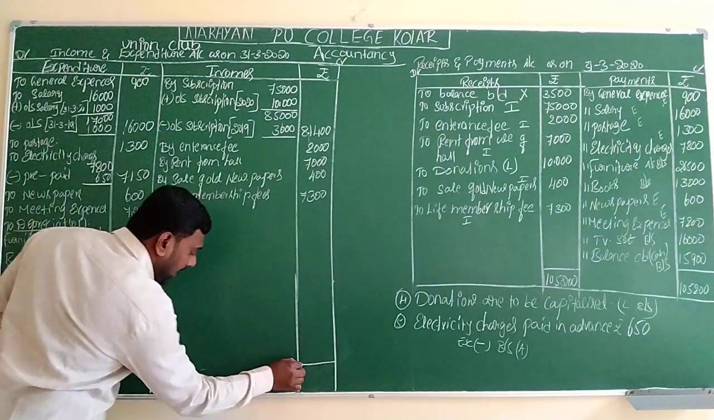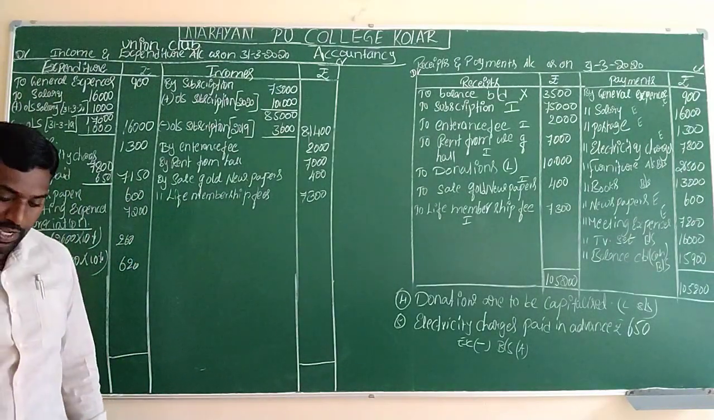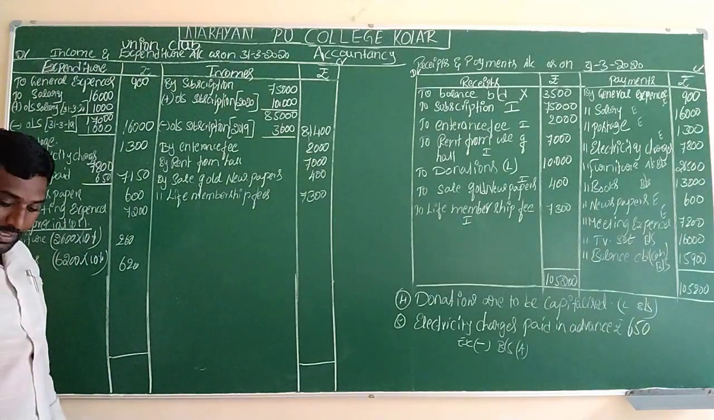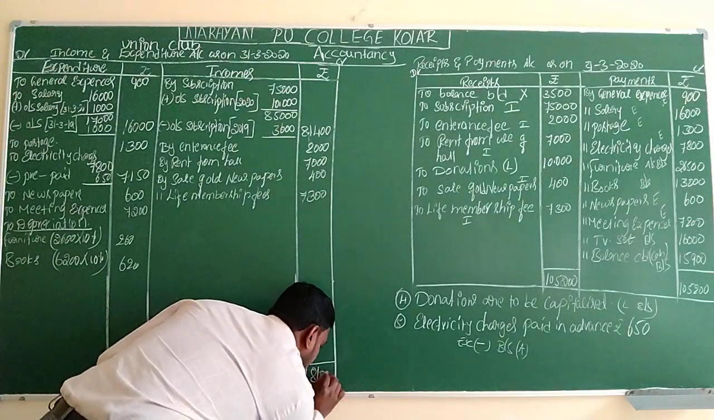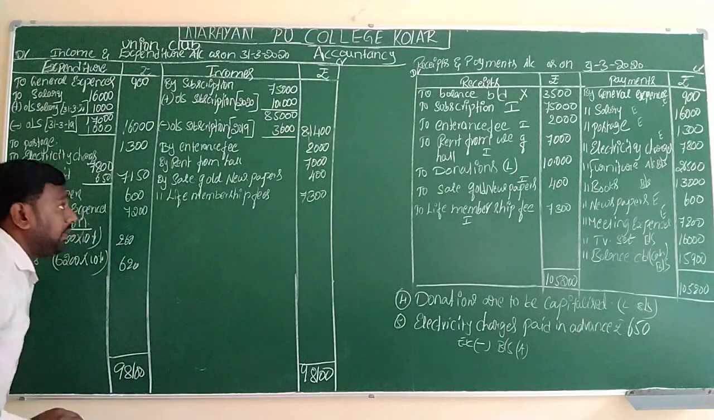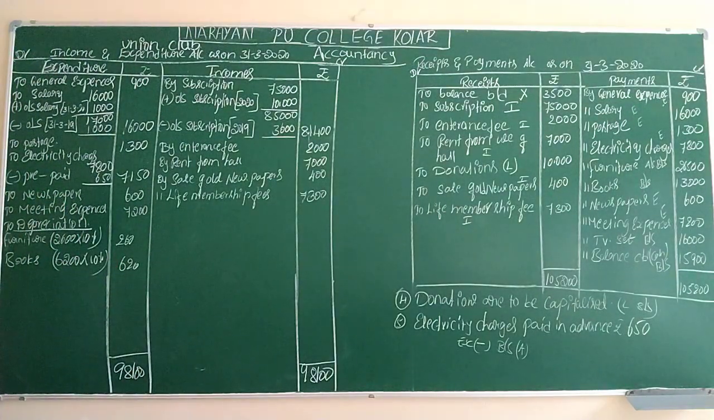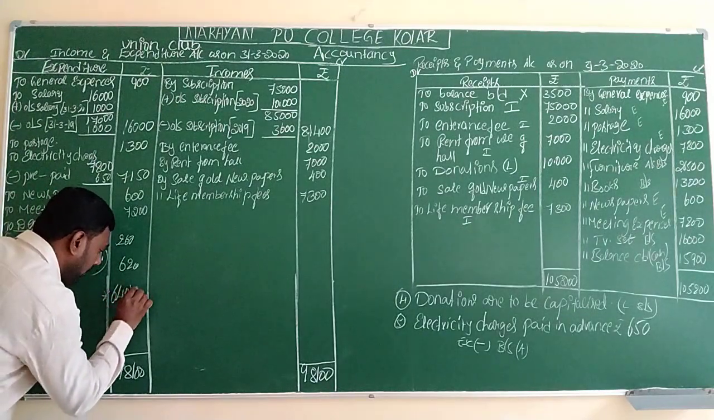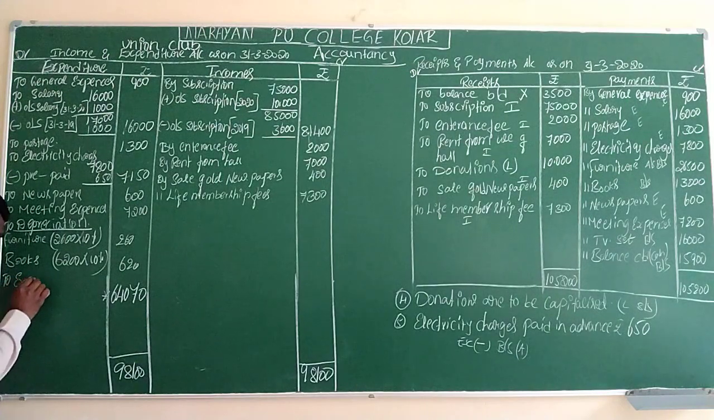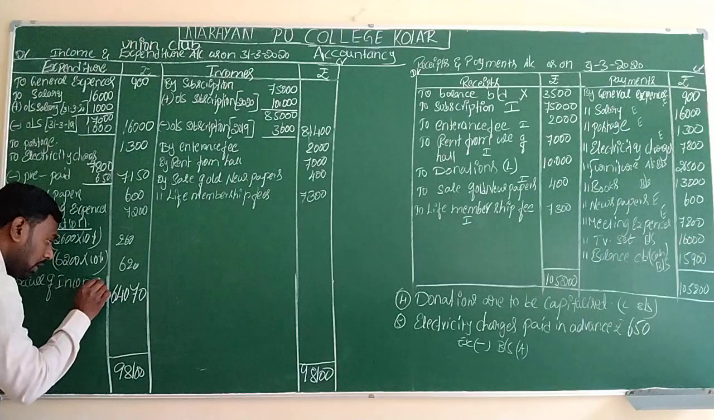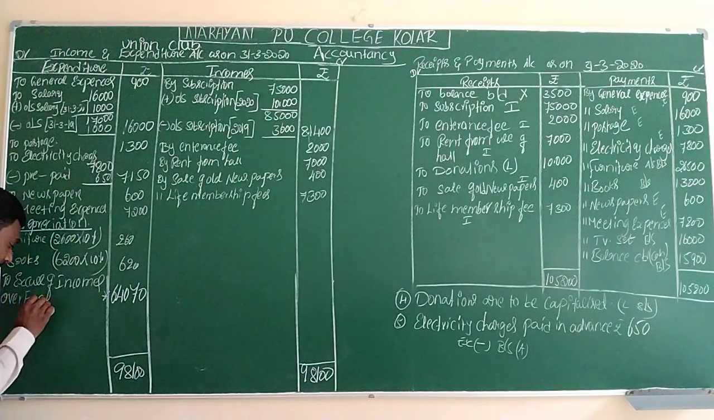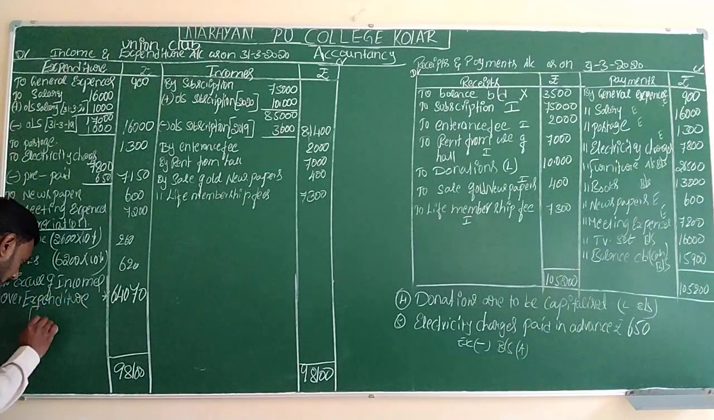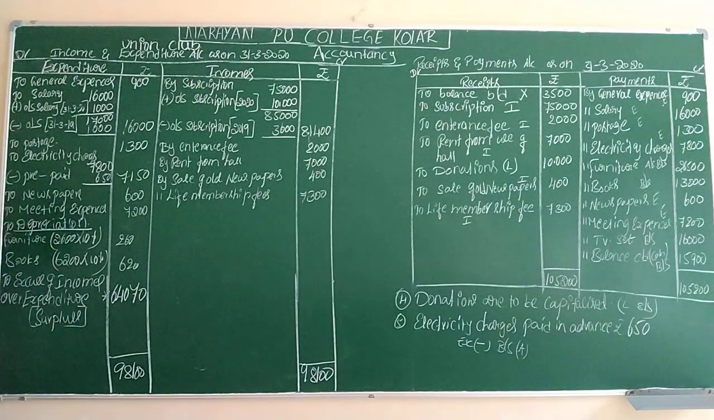Now it's time to close the income and expenditure account. According to this question, we have the highest value on the credit side only, that is 98,100. So we have more income than expenses. After deducting this, we get one value, that difference, which we will consider as 64,070. For this we will give excess of income over expenditure. In brackets you have to mention surplus. Surplus is nothing but profit only. So my dear students, like this we have to calculate and prepare the income and expenditure account.